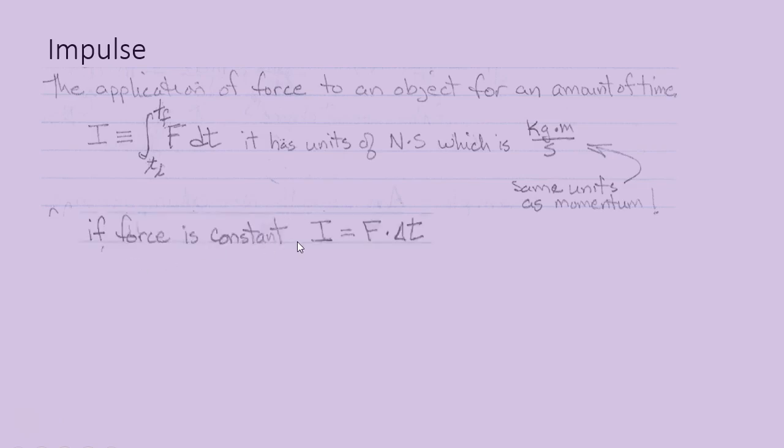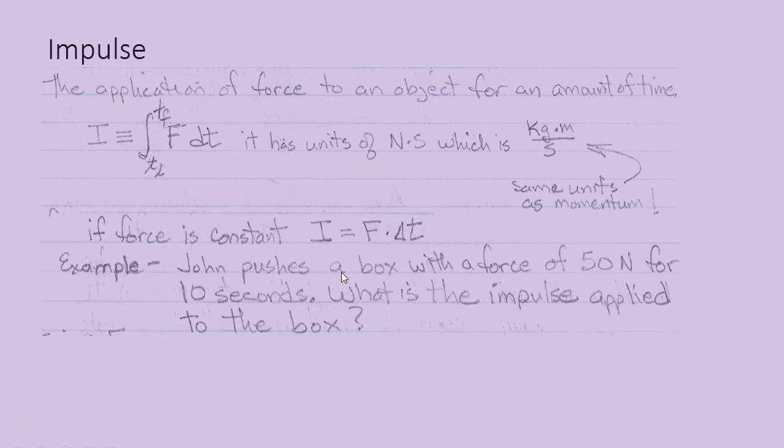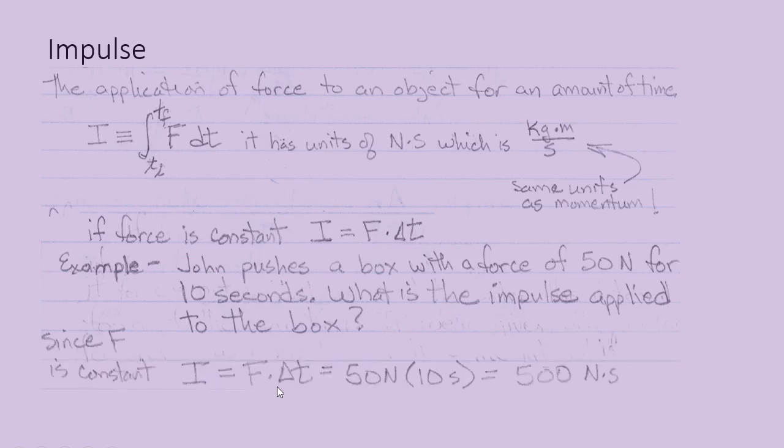If force is constant, then calculating impulse is very straightforward. It's simply the force times the amount of time that that force was applied. Here's an example. John pushes a box with a force of 50 newtons for 10 seconds. What is the impulse applied to the box? Since F is constant, we can use this formula. We find out that the impulse is 500 newton-seconds.